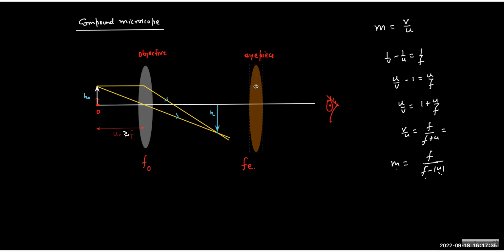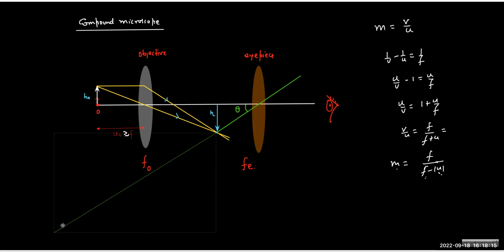Now, what is the angular size of this object for the eyepiece? To know the angular size, we need to draw a line from the tip of the object to the optical center of this, isn't it? Yes. Because what we want is the angular size. And when it comes to the eyepiece, we always look for the theta. Okay, so this is the theta part. First part is done. The next part is we extend this line in the backward direction like this.